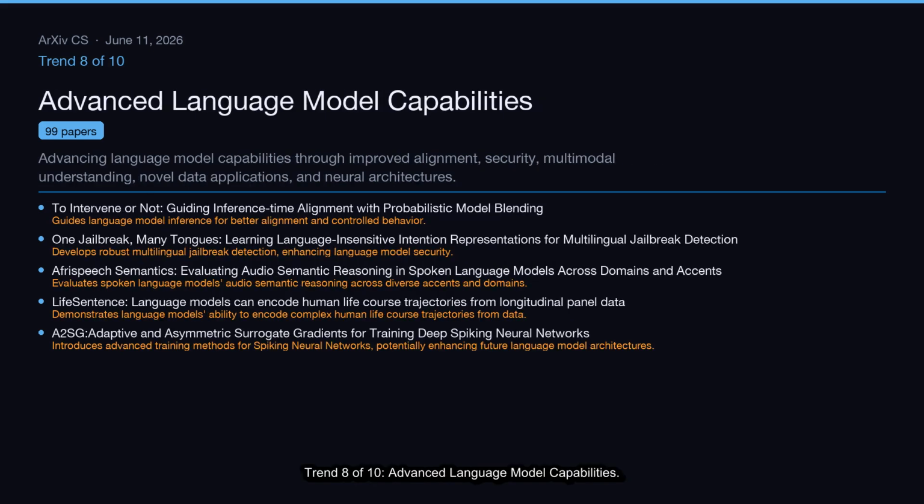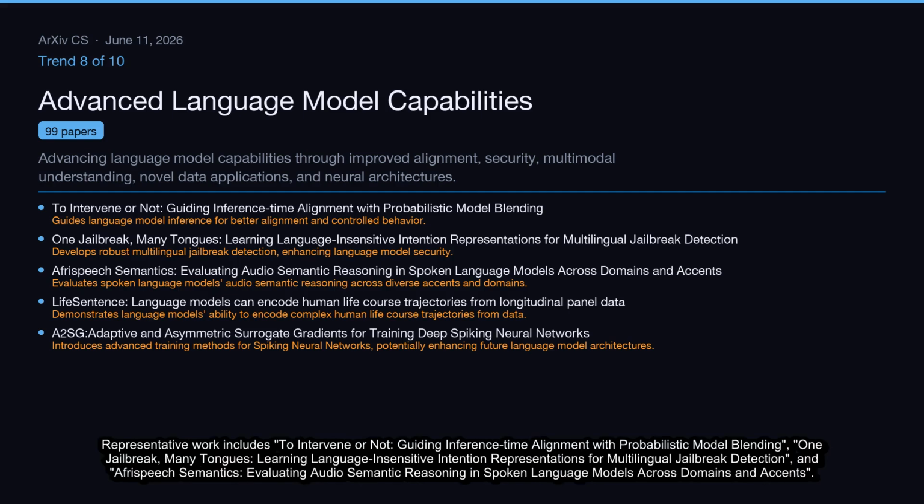Trend 8 of 10, Advanced Language Model Capabilities. Advancing language model capabilities through improved alignment, security, multimodal understanding, novel data applications, and neural architectures. This cluster covers 99 papers. Representative work includes To Intervene or Not, Guiding Inference Time Alignment with Probabilistic Model Blending, One Jailbreak, Many Tongues, Learning Language and Sensitive Intention Representations for Multilingual Jailbreak Detection, and AfRI Speech Semantics, Evaluating Audio Semantic Reasoning in Spoken Language Models Across Domains and Accents.